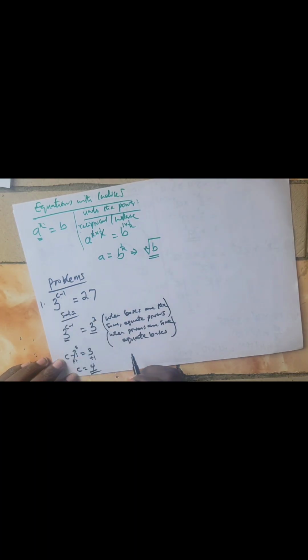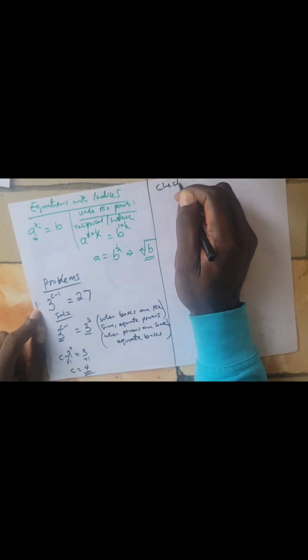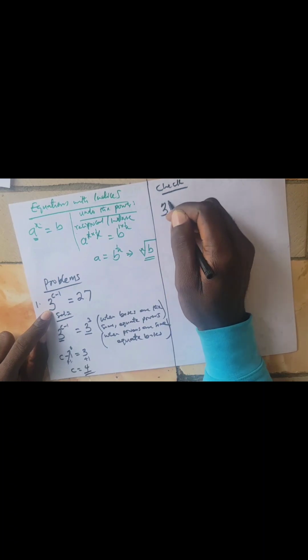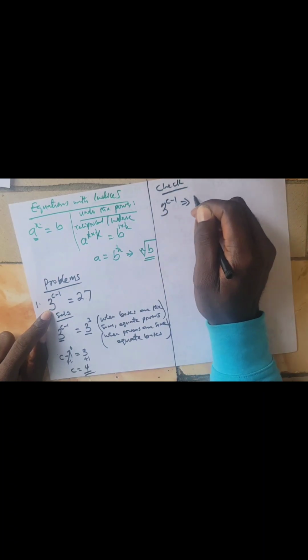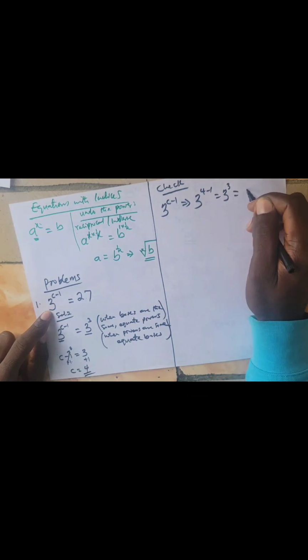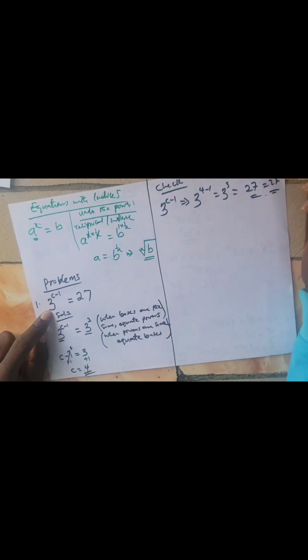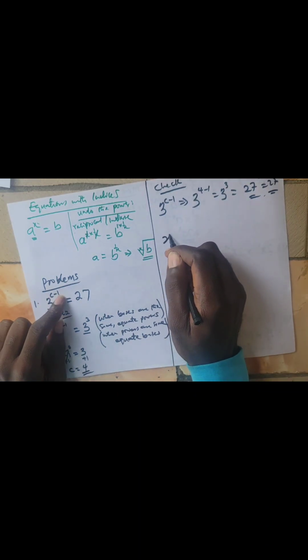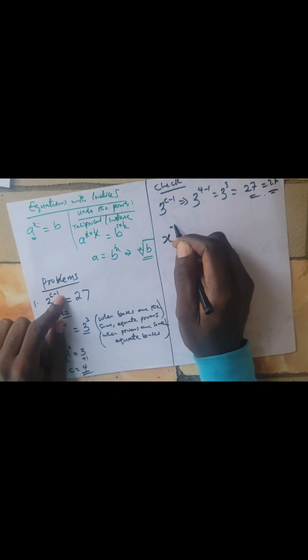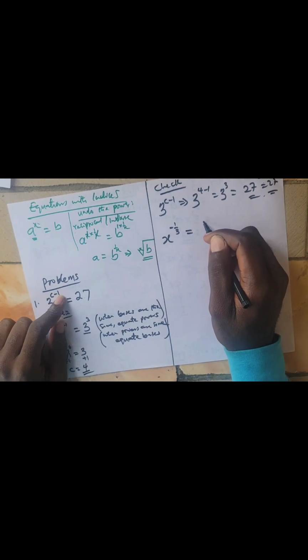So what that means is, if you are going to check that 3 raised to the power c minus 1 is the same as 3 raised to the power 4 minus 1, which is 3 raised to the power 3, which is 27, which is equal to 27. Good. Okay, we take another example. x raised to the power minus 1/3 is equal to 1/3.